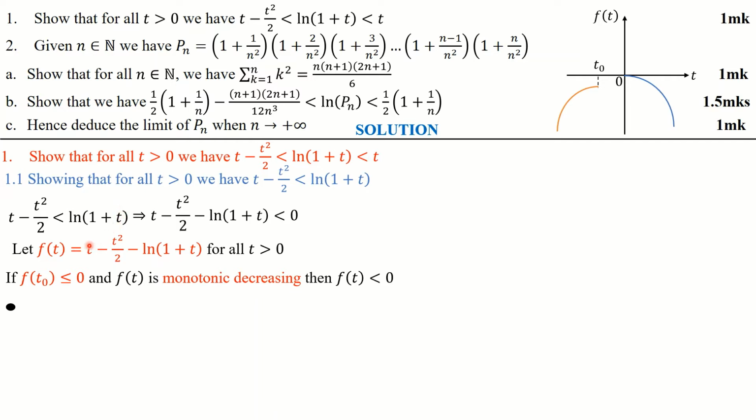Since they say t is greater than 0, it means we cannot take 0. So let's take the first value of t to be 1. You can also take 0.5. It all depends on you. You're still going to get the same response at the end.